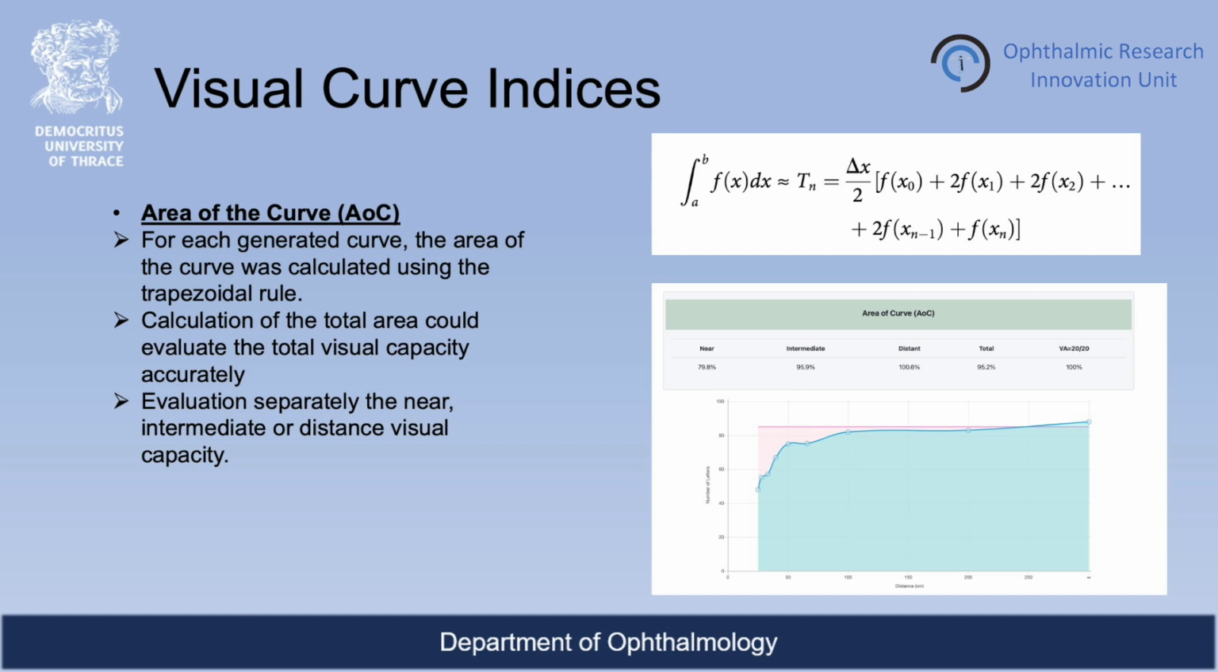Finally, another index that is proposed to be measured for the better assessment of the visual curves and the visual capacity at all distances is the area of the curve. Specifically, for each generated curve, the area of the curve is calculated using the trapezoidal rule. Calculation of the total area could evaluate the total visual capacity accurately. Moreover, in this method, we can evaluate separately the near, intermediate, or distance visual capacity.